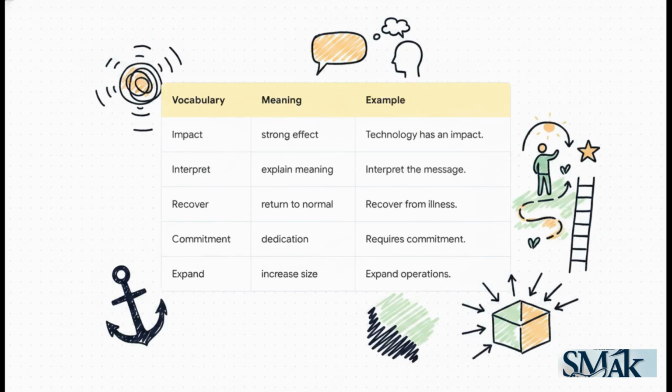Finally, let's add these 5 powerful action words to your arsenal to seriously upgrade your phrasing. Take the word impact. This isn't just a small change. It's a strong, forceful effect, like how new technology completely reshapes education. Or expand, meaning to increase in size, like a small local company expanding into huge international markets. We've also got commitment for real dedication, interpret for explaining the true meaning of something complex, and recover for returning to normal. These aren't just vocab words, guys. They are high-frequency, professional-level tools that will really elevate how you express your ideas.